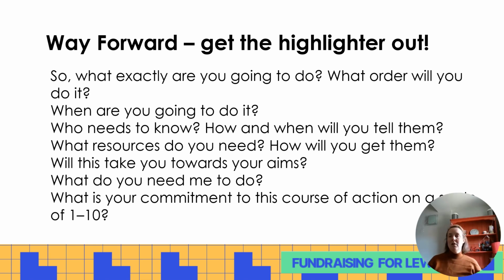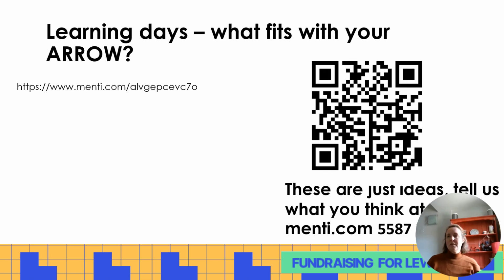If you don't know which ones to highlight first, you could say, what is your commitment to this course of action on a score of 1 to 10, for example? That might help you think, yeah, it's a nice idea, but I'm not actually that committed to it, or it's not going to make that much difference. It's not going to be the big thing that makes a difference. So yeah, hopefully the W will help you to determine exactly what you're going to do next.